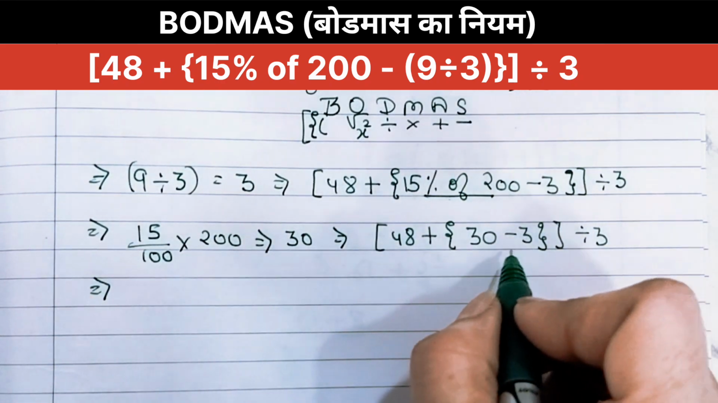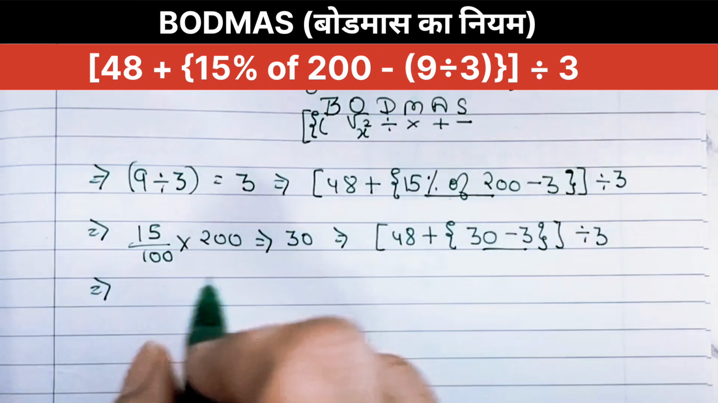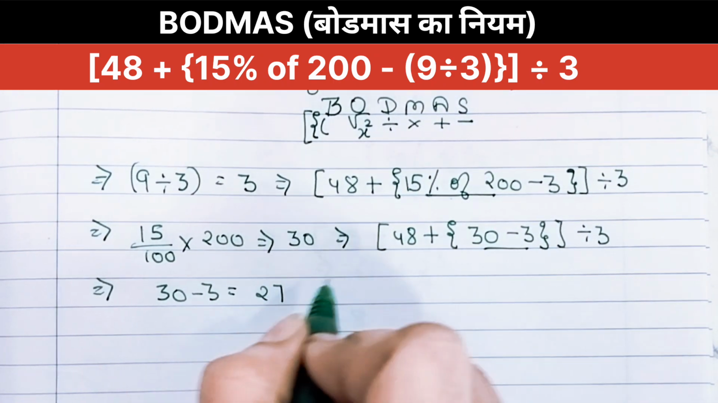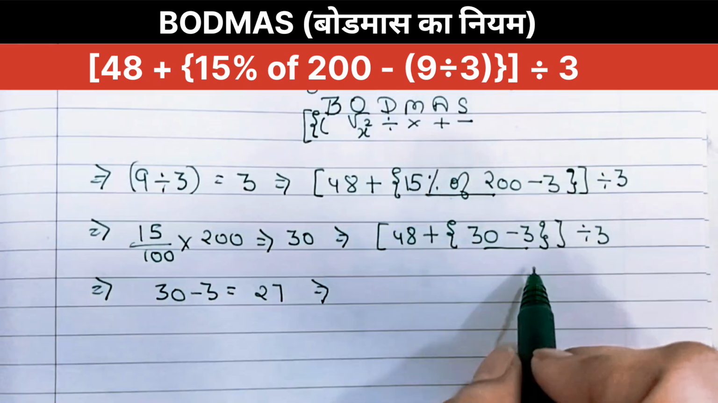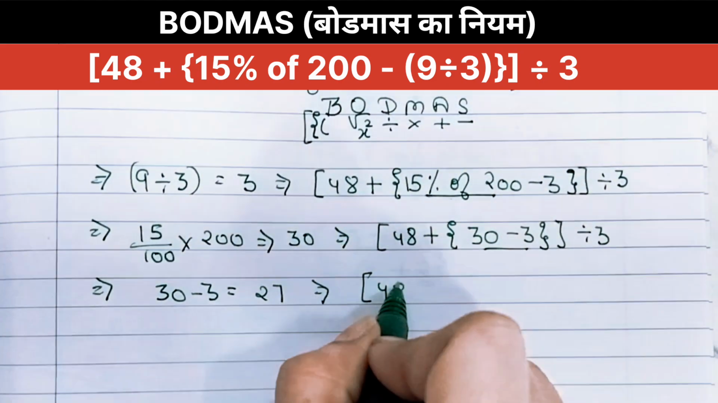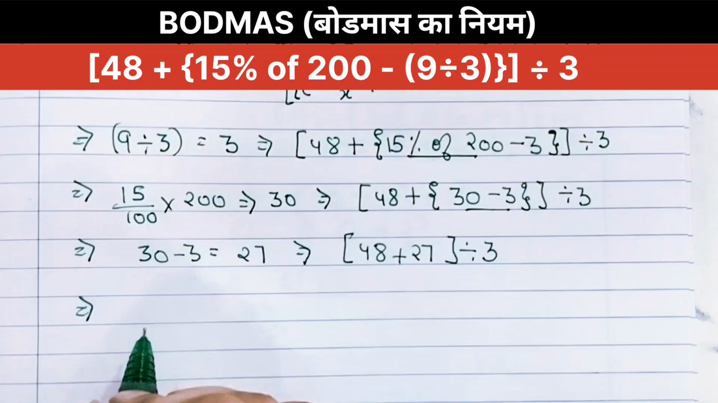Complete the operation inside the curly braces. Now subtraction is left: 30 minus 3 gives 27. According to this step, eliminate the curly brackets completely. And now the current expression becomes 48 plus 27. Now move to the next step.